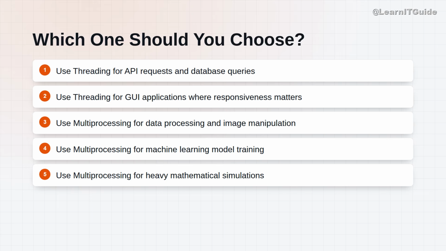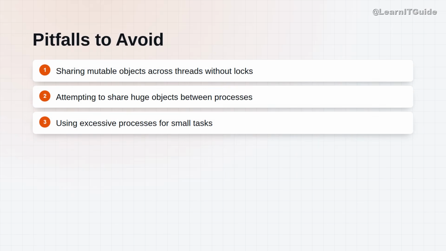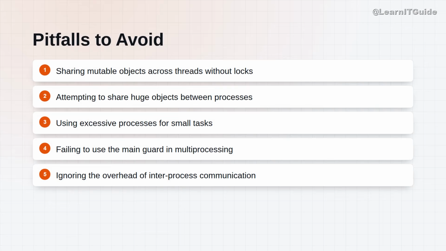Take a moment to review each point shown on screen. What are the common mistakes? First, sharing mutable objects across threads without proper locking. You will get race conditions that break your application in production. Second, trying to share giant objects between processes. The overhead of serializing that data will destroy your performance.